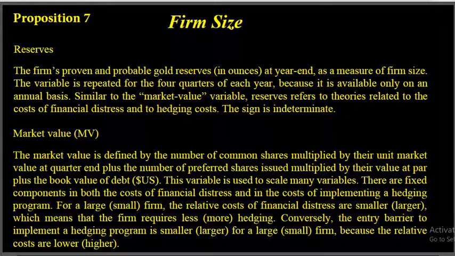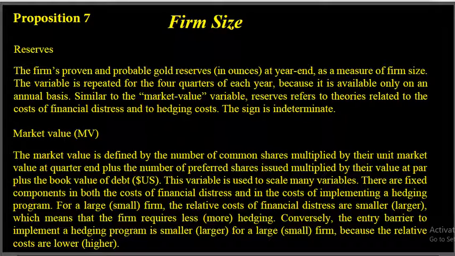We have two variables to measure this. One is market value, which we already discussed, and the other is reserves. The more gold reserves a firm has, supposedly the bigger the firm. Reserves are the firm's proven and provable gold reserves in ounces at year end, as a measure of firm size. The variable is repeated for the four quarters of each year because it is available only on an annual basis. Similar to the market value variable, reserves relate to theories on the cost of financial distress and hedging costs.